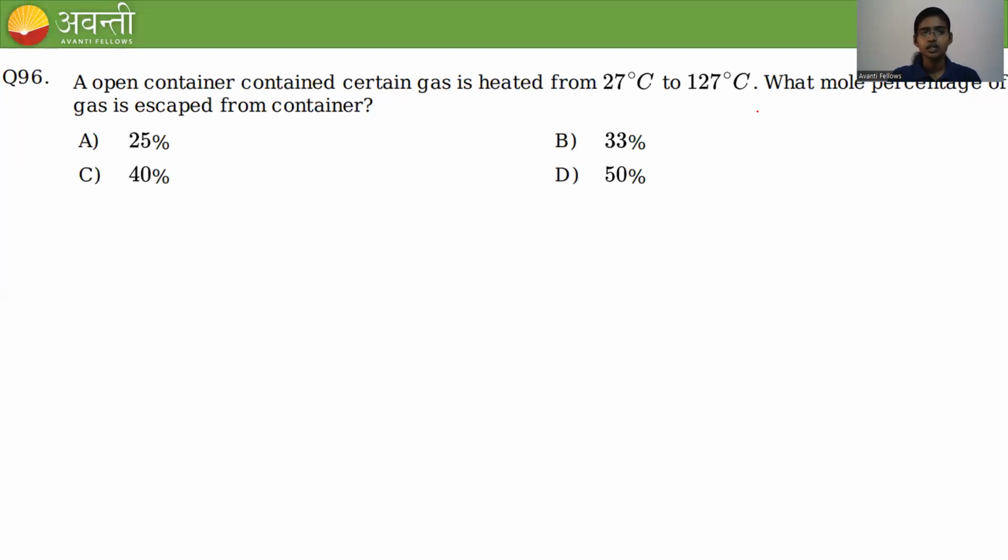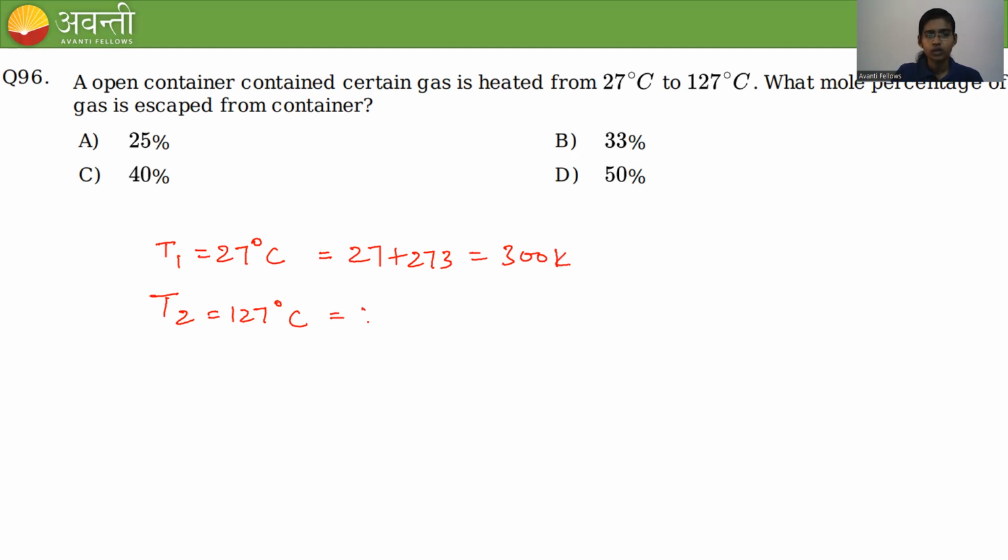so here you see two different temperatures are given. The one is temperature T1, which is 27 degrees Celsius, and the T2 is 127 degrees Celsius. So convert this into Kelvin. So 27 plus 273 is equal to 300 Kelvin, and 127 plus 273 is equal to 400 Kelvin. So what are we asked to find out? We are asked to find out the mole percentage of the gas escaped from the container.